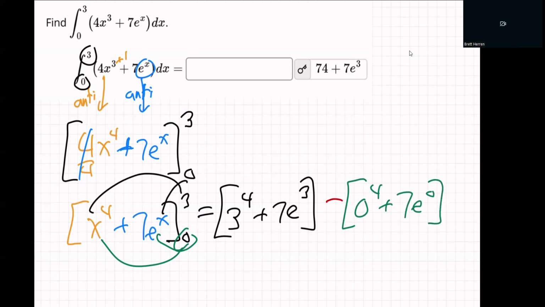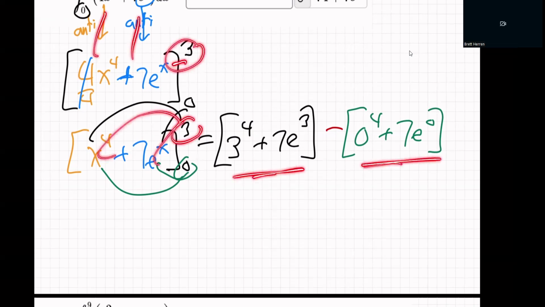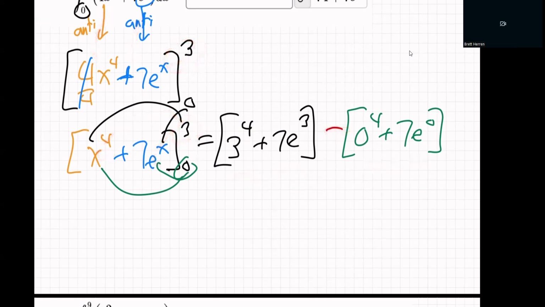So that's how we do the integral. We do the antiderivative, and then plug in the upper bound first to both of them. Then plug in the lower bound and we put a minus between them, subtract them.